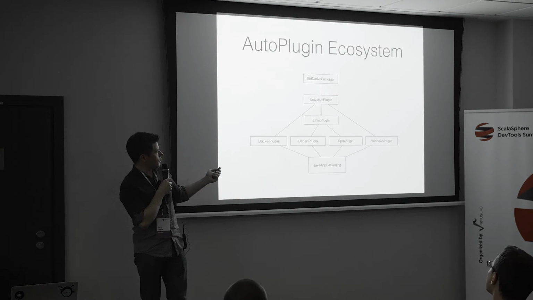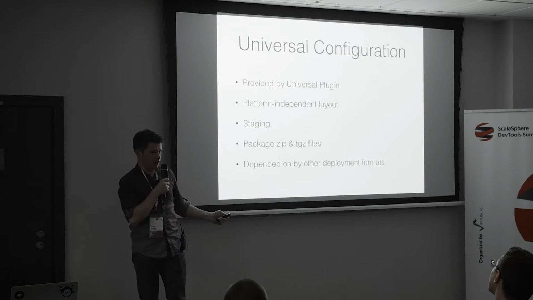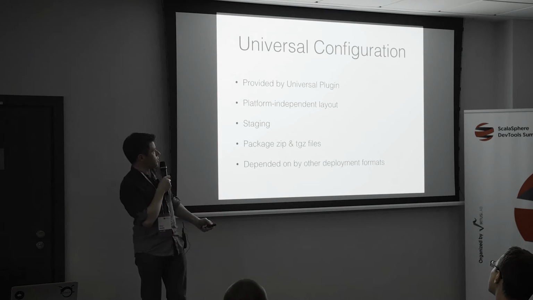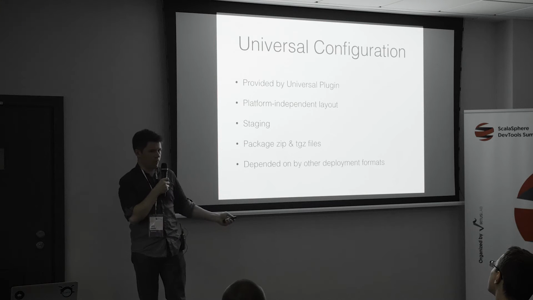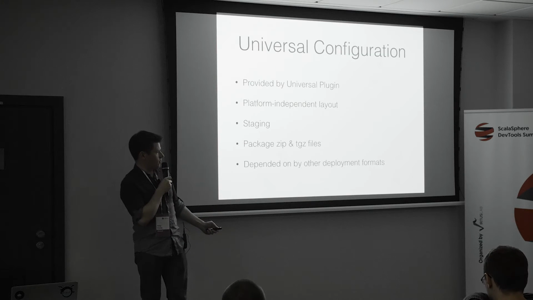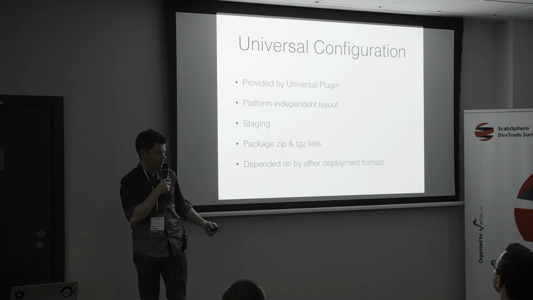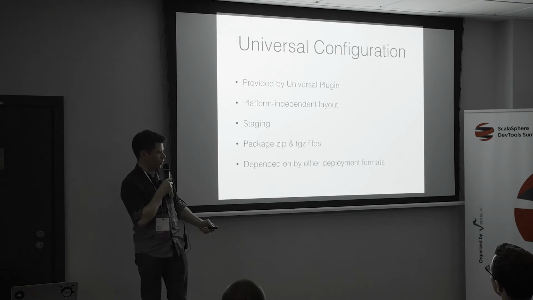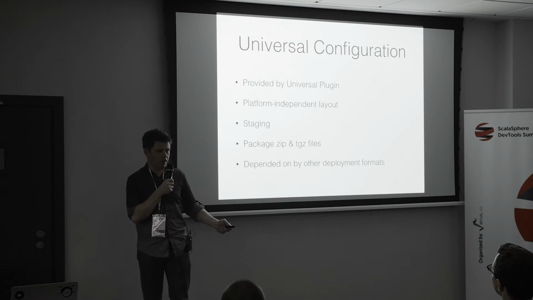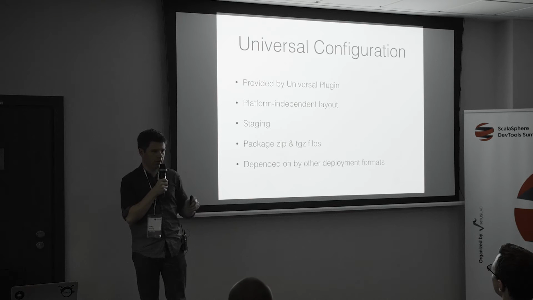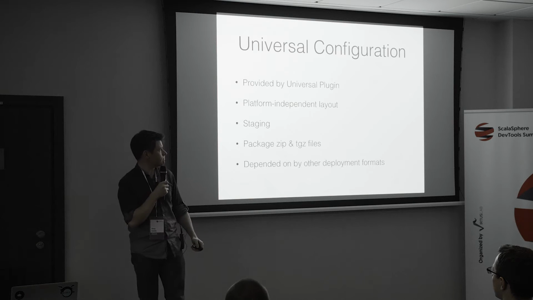The universal plugin is the basic configuration that's used by everything else. The universal plugin allows you to specify a platform-independent layout. It lets you stage how this layout looks, so you can see where all the files go when you're creating your environment. It can also package zip and tar.gz files. And then all the other deployment formats depend on this. So you can use this to modify your environment in some way, and then that change can be used for all the deployment formats after that.